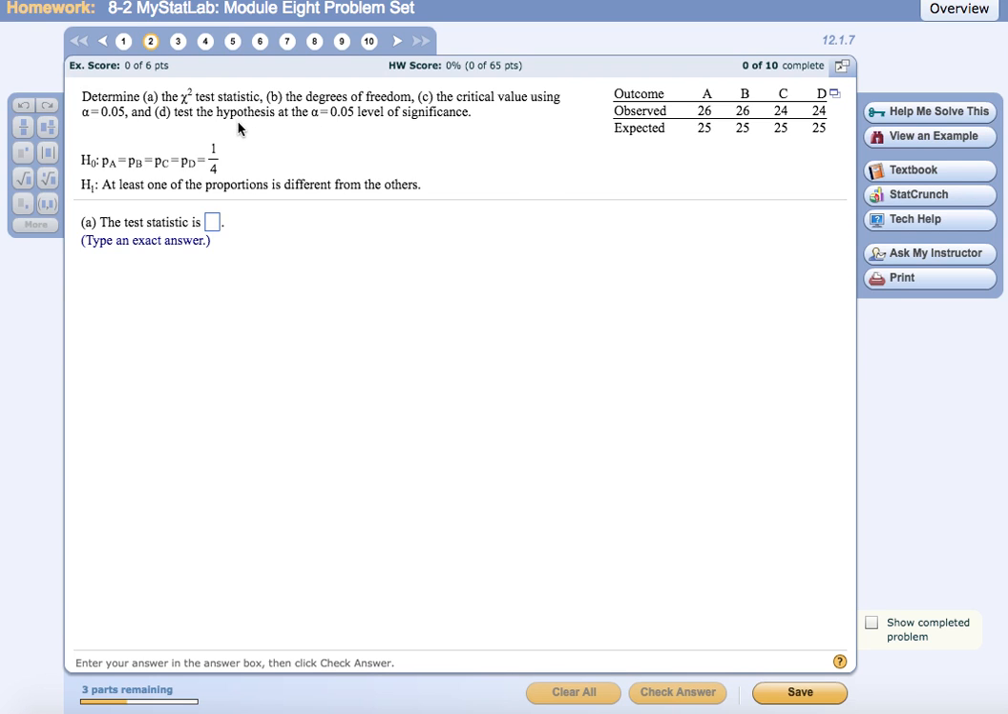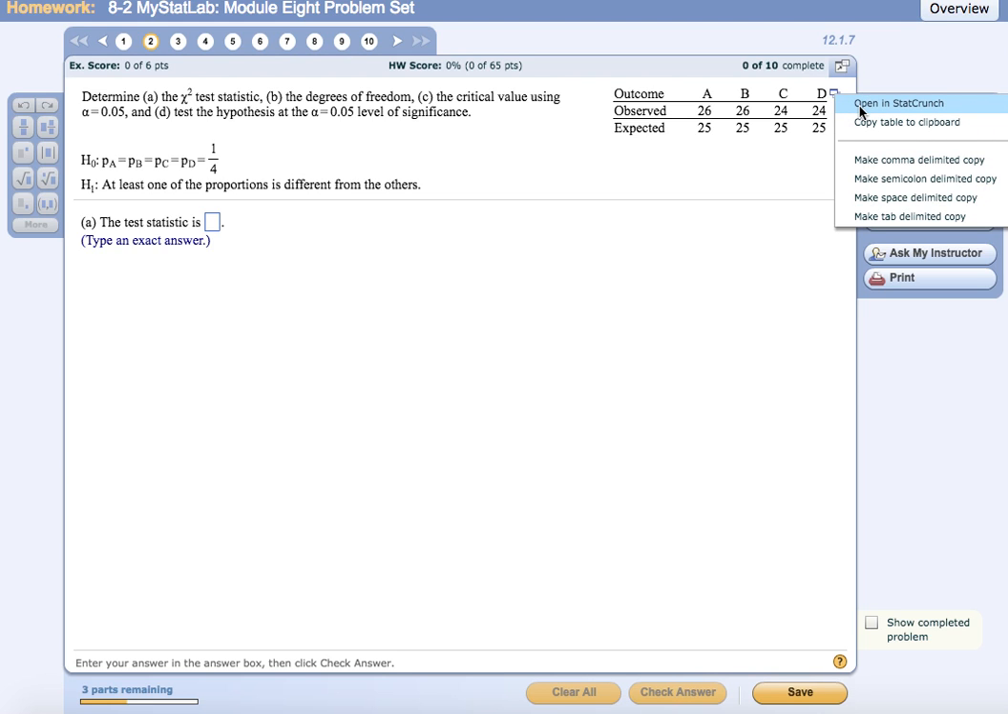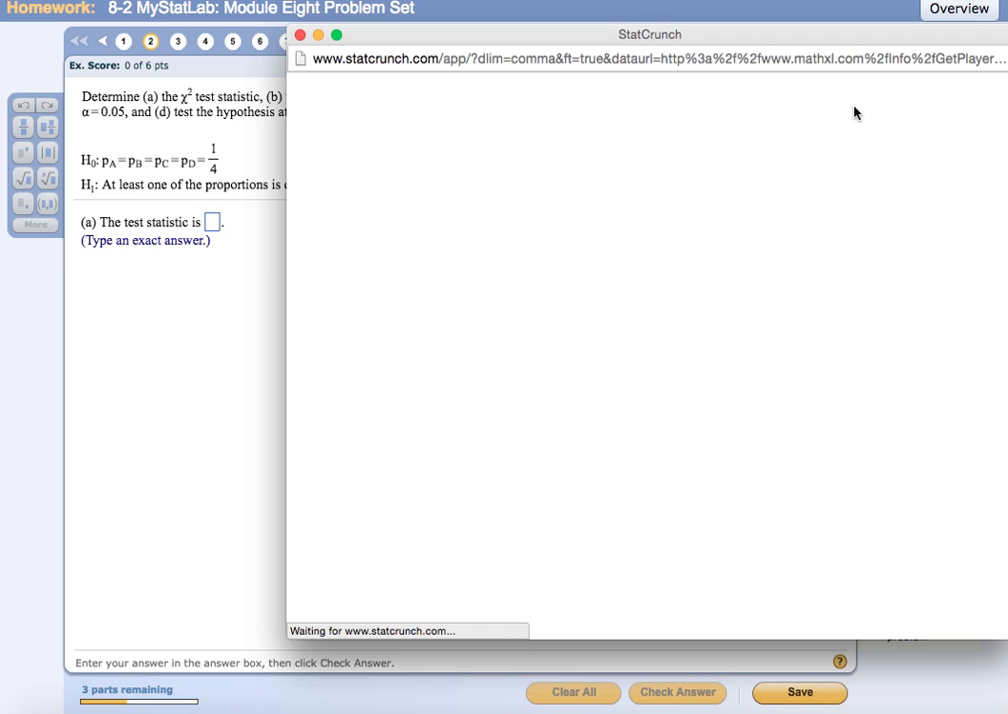So here we're first asked to determine the chi-square test statistic. So that's the first question, and we have our data over here, and we can bring it right into StatCrunch by clicking on that rectangle and then clicking Open in StatCrunch.